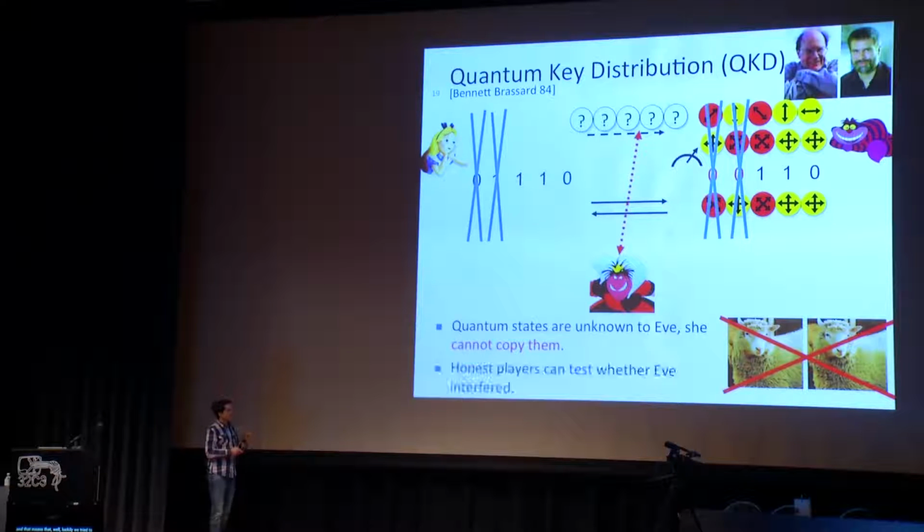And therefore, that's the tricky part, the honest players, Alice and Bob, can actually test whether somebody has interfered. Because Eve can try to make a copy, but we've seen that measuring, observing a state actually changes the state. And therefore, there's a trade-off. The more she tries to learn about that state, the more she will actually interfere with it. And therefore, there will be errors in that remaining part here.